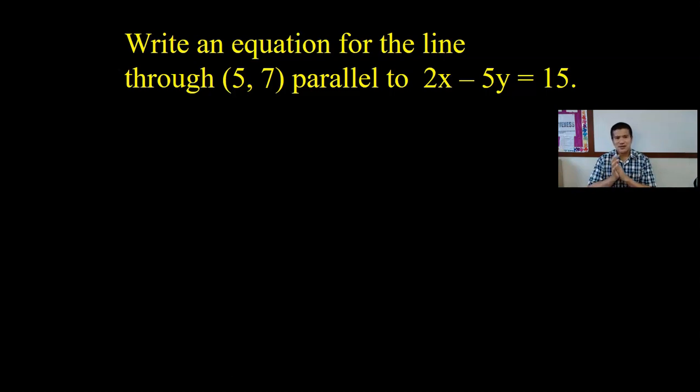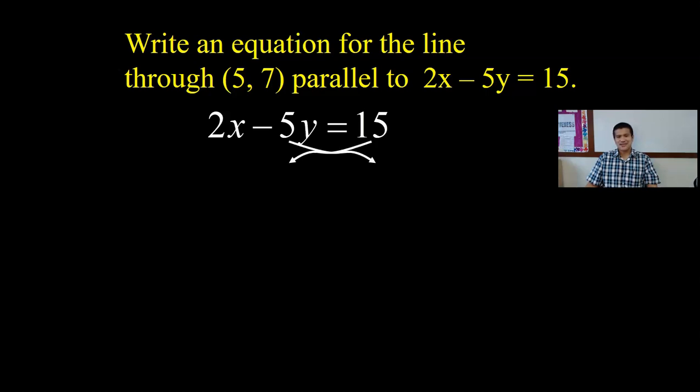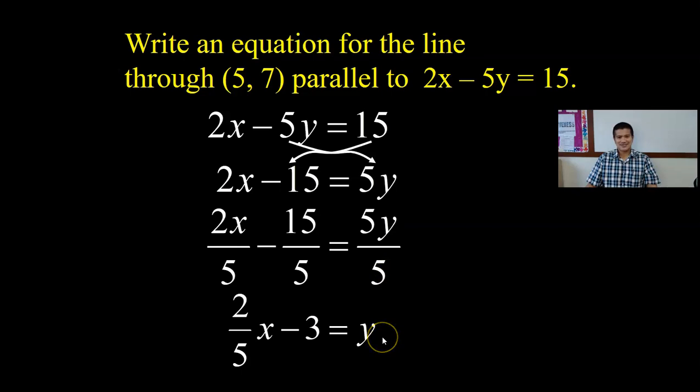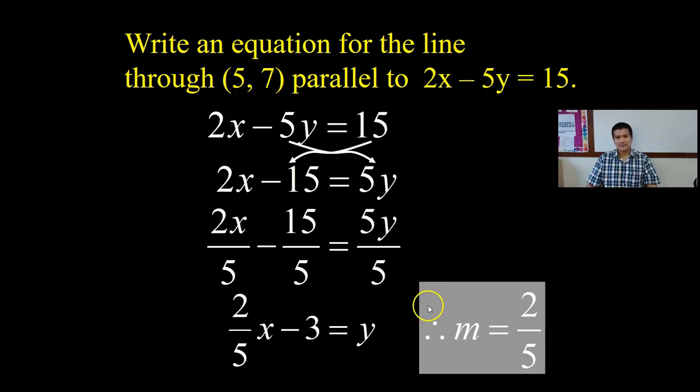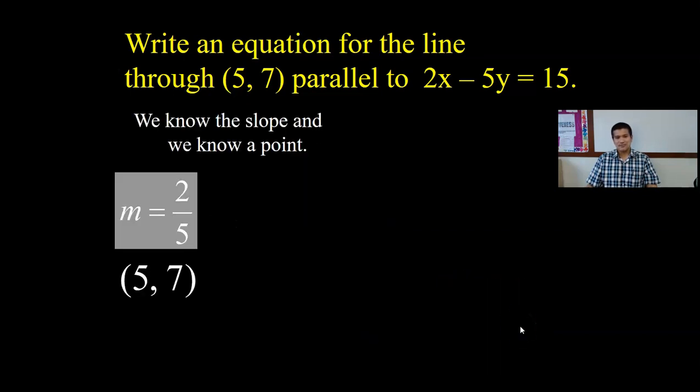Okay, last example. Write an equation for the line through (5, 7) parallel to 2x minus 5y equals 15. How will we solve for this one? We have 2x minus 5y equals 15, and you have to rearrange to solve for the value of y. Therefore, y equals 2 over 5x minus 3. Then you can find the slope as 2 over 5.